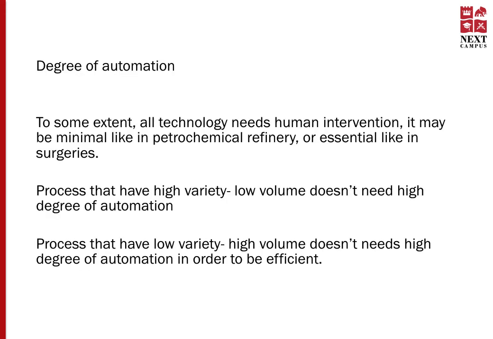Let's look at the degree of automation required for each process type. To some extent, all technology needs human intervention. It may be minimal, like in a petrochemical refinery, or essential, like in sugaries. Processes that have high variety, low volume do not need a high degree of automation. Processes that have low variety, high volume need a high degree of automation in order to be efficient.